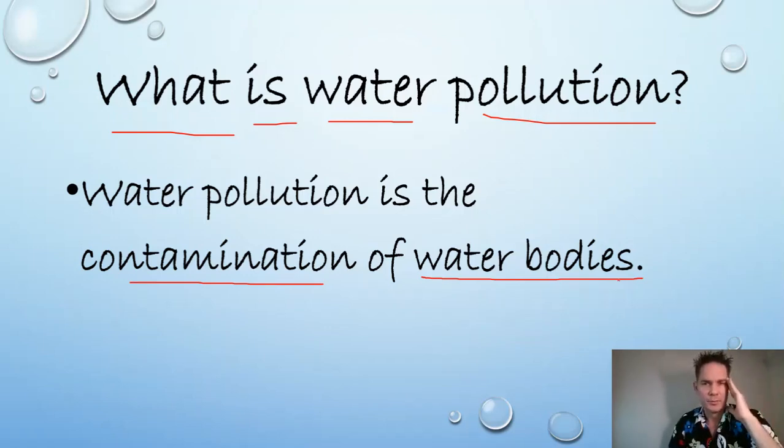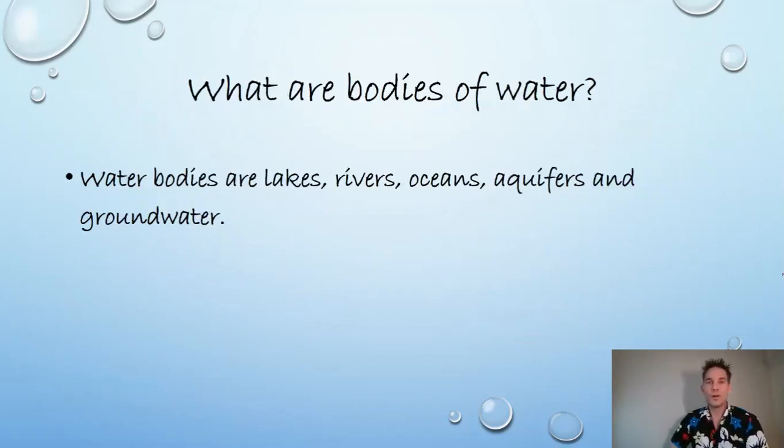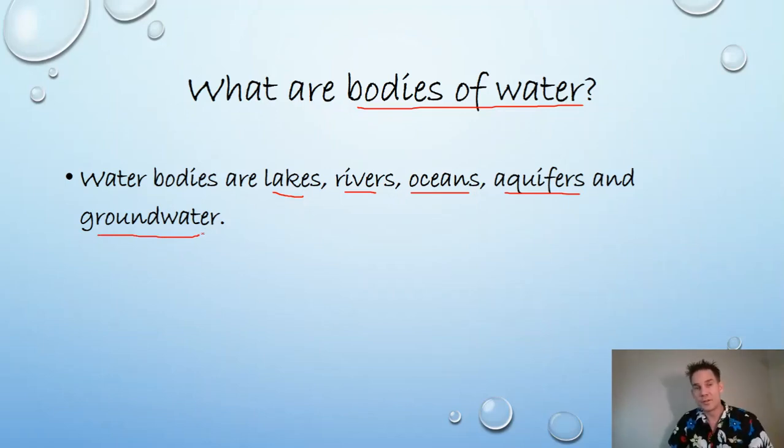And now you're thinking, Mr. Martin, what's a water body? What does that mean? Well, I think I can explain that to you. What are bodies of water? This is just another way of saying a water body, a body of water. So what these are, they are the lakes, they are the rivers, they are the oceans, they are the aquifers, and also the groundwater. The water deep under the ground, that is the groundwater.